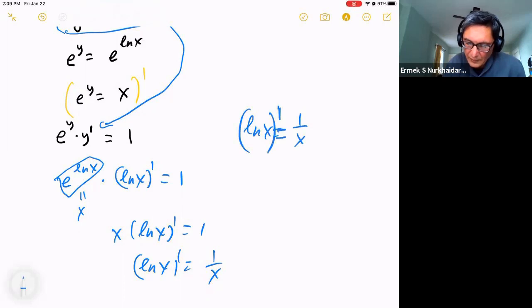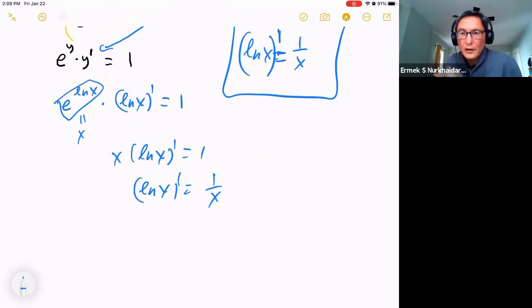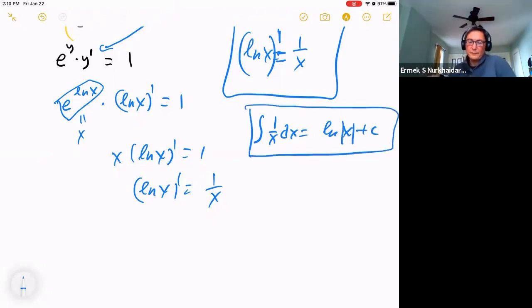That's the next formula which you want to remember. Usually the formulas come in pairs. For example, the derivative of ln of x is 1 over x. If I go in the opposite direction, the antiderivative of 1 over x is ln of x. And actually here we'll put absolute value. The derivative of ln of x equals 1 over x works when x is positive, but the antiderivative of 1 over x dx equals natural log of x also works when x is negative, where you just put absolute value.